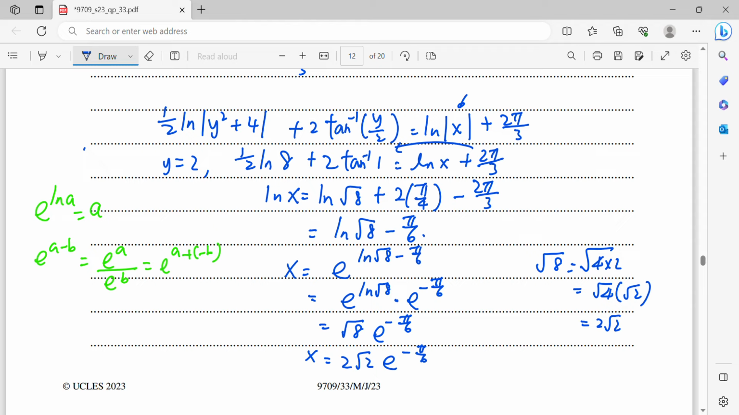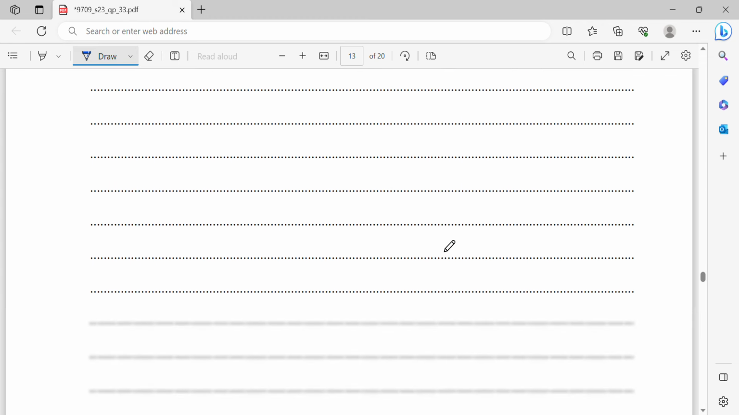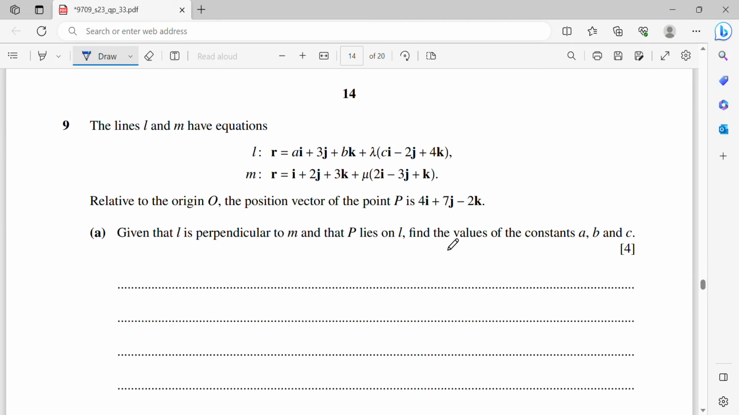Okay, so now we move on to the next question. Question 9. The lines L and M have equations. Okay, these two are the equations for L and M. Relative to origin O, the position vector of the point P is 4i plus 7j minus 2k. Given that L is perpendicular to M and that P lies on L, find the values of the constants A, B, and C.